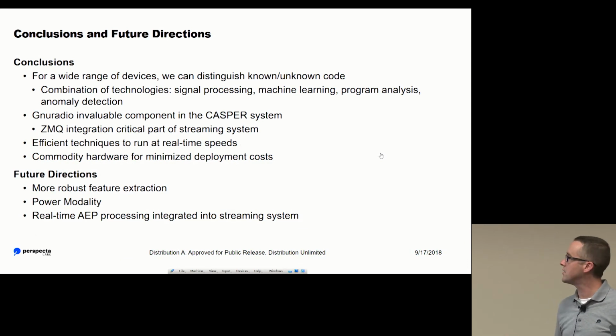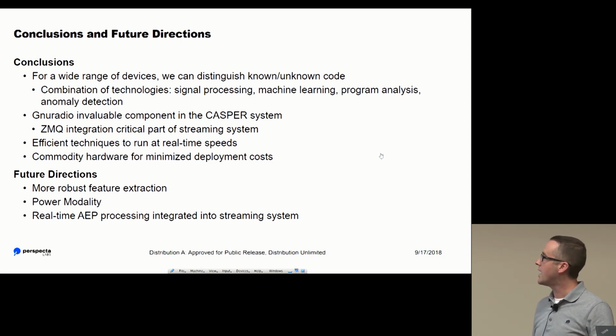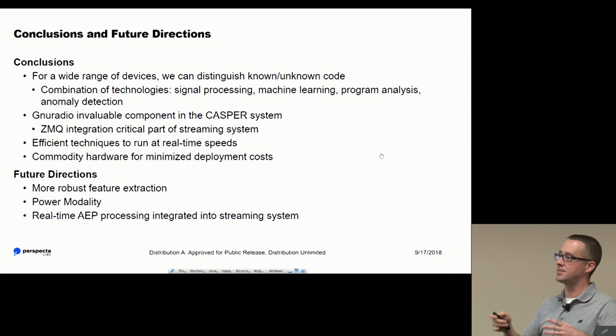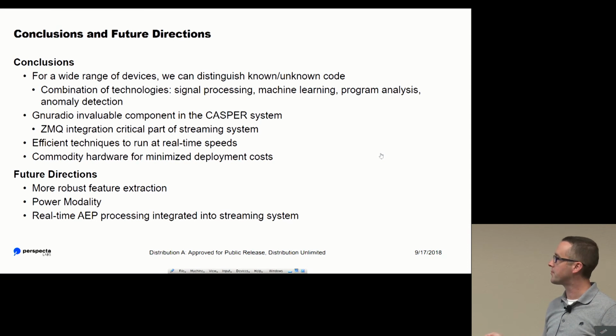So just to summarize, we've been able to use a combination of technologies, put it together to distinguish known, unknown code. GNU Radio is a big part of this, so we're very appreciative of the community and the framework as part of this system. The other parts of the team that weren't as familiar with GNU Radio were very thankful for the ZMQ aspects of it, because it allowed us to pass the data from GNU Radio to other software entities that were not running in GNU Radio. We've also developed some efficient techniques to run at real-time speeds and done all of this on relatively commodity hardware.